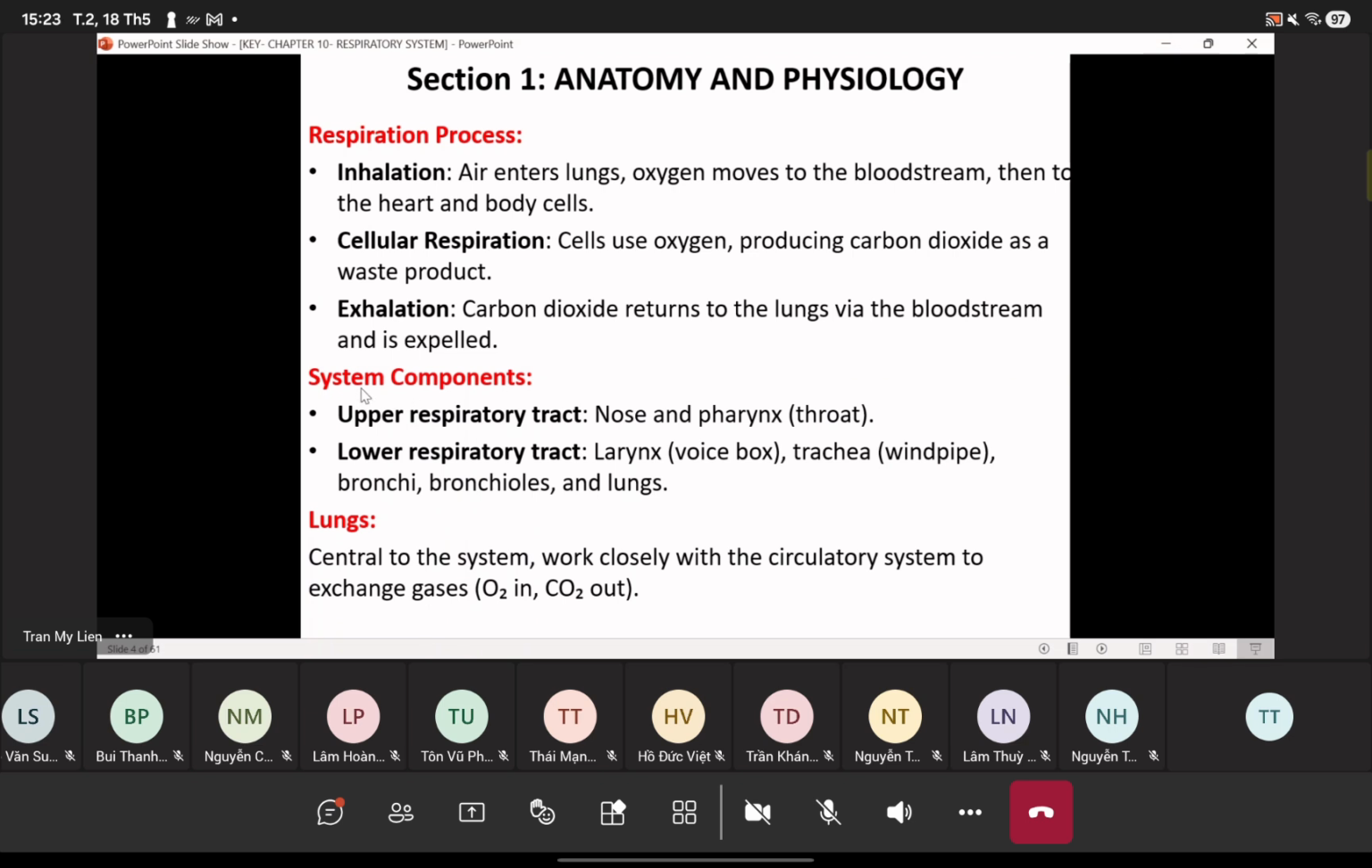The main components of the system: the upper respiratory tract, which includes the nose and pharynx or throat, and the lower respiratory tract, which contains the larynx, trachea, bronchi, bronchioles, and lungs.